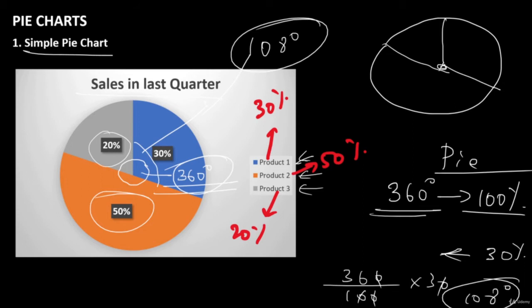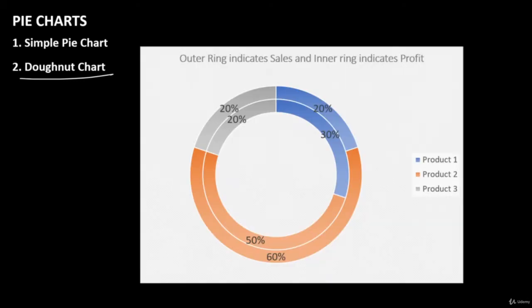All right. Now let's move on to the second type of pie chart, which is a donut chart. All right. So it's very similar to the pie chart which we discussed already. The only thing is that you have two layers. All right. So over here you can see that you have two rings, right? Now it's mentioned that the outer ring indicates sales and the inner ring indicates profit. All right. Now you have the legend over here. Blue indicates product 1, orange is product 2, and gray is product 3.